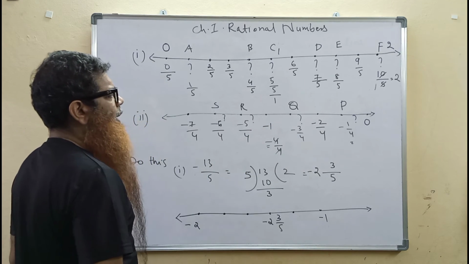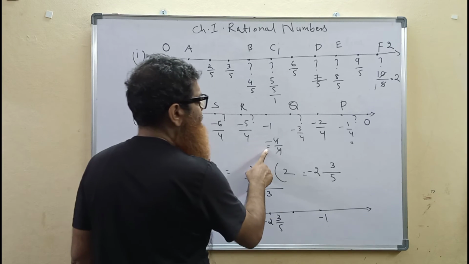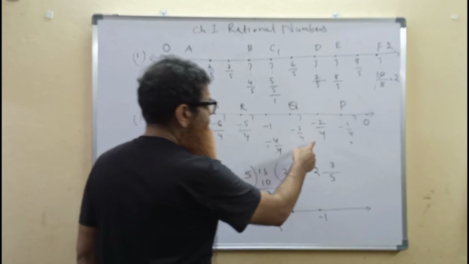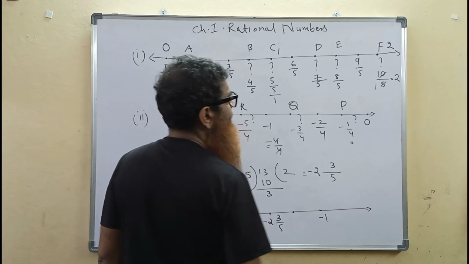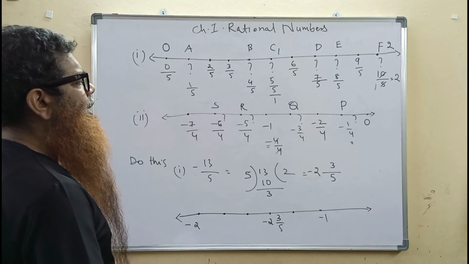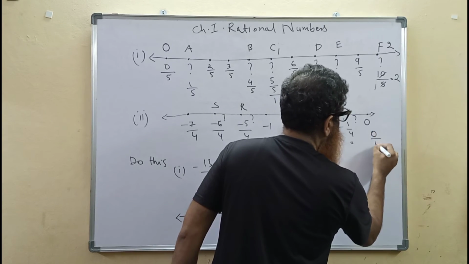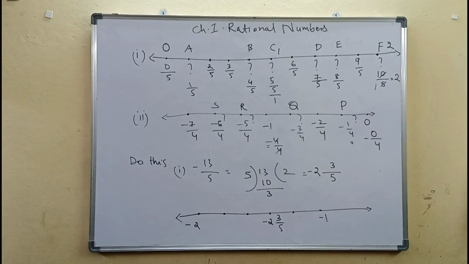Then we have the next point we were to find out. After minus 4 by 4, it should be minus 3 by 4, and the next number is given, minus 2 by 4. The next number is minus 1 by 4, that is P marked on the number line. Then we have 0 given, it should be 0 by 4, minus 0 by 4, whatever it is, 0. Then do this from page number 22, the last part of the page.